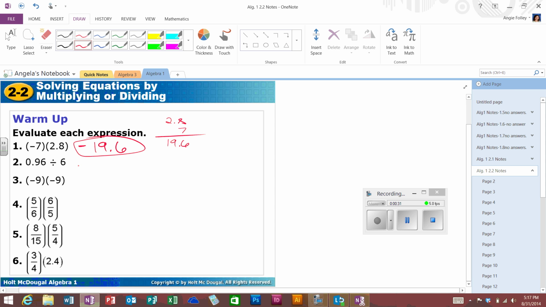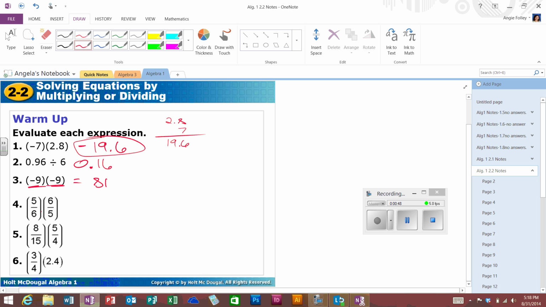0.96 divided by 6 is, if you think about 96 divided by 6, that's 16, but we need a 0.16. Okay, and negative 9 times a negative 9 is a positive 81.